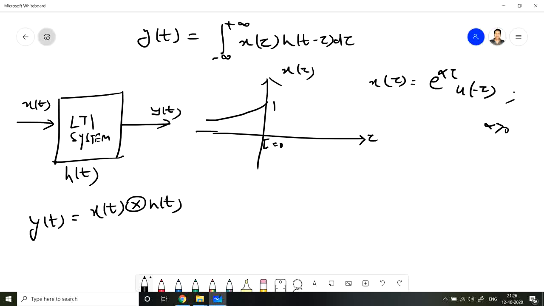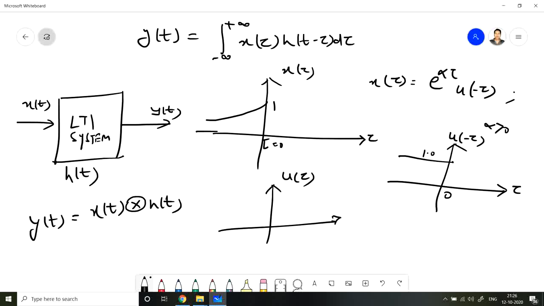And why is this graph coming? Because of u(minus tau). This is the graph of u(minus tau). It is derived from u(tau). The graph of u(tau) is like this: for tau greater than 0 it is 1, and for tau less than 0 it is 0. So u(minus tau) is just the time reversal of that. So this is the x(tau) graph.